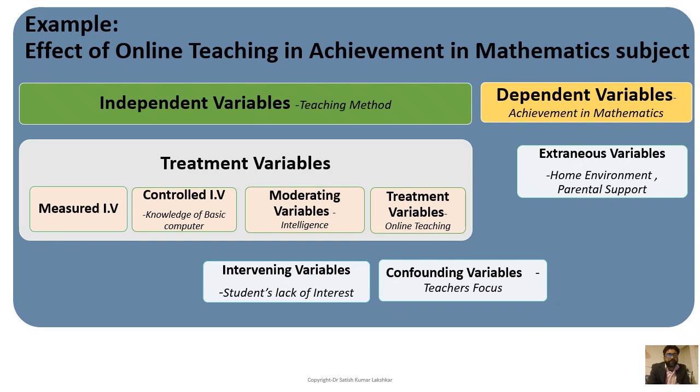Now if we talk about intervening variable and confounding variables, so intervening variable is what? Students' lack of interest. We may be interested to study the students' lack of interest. That could be again a variable. Confounding variable means the teacher's focus, so how the teacher is focusing to improve the performance of the student in the online teaching for the achievement of student in mathematics subject. Now extraneous variable, the role of extraneous variable may be played by home environment of the student. So this may also affect the student's performance. Even parental support. So these variables may play the role of extraneous variable.